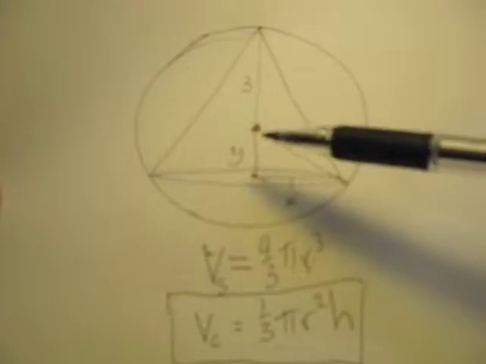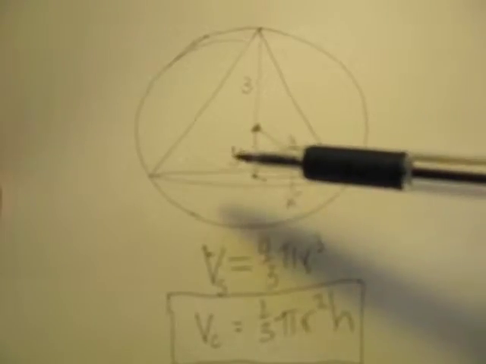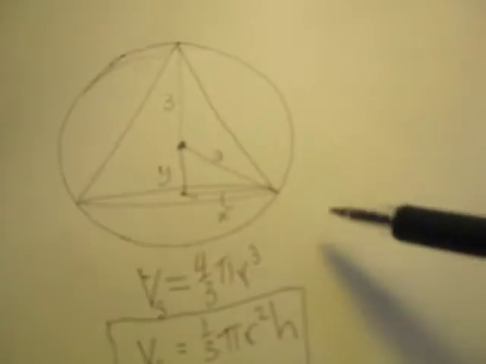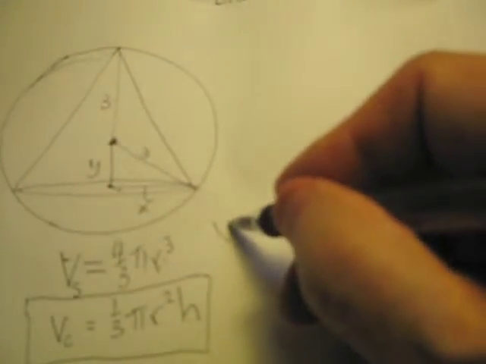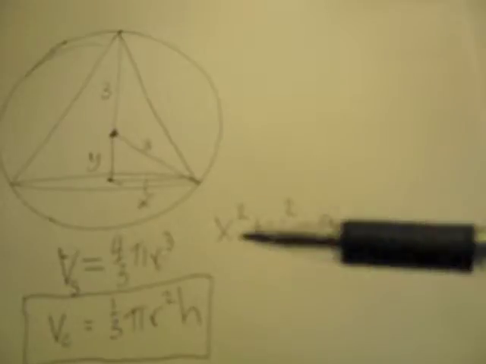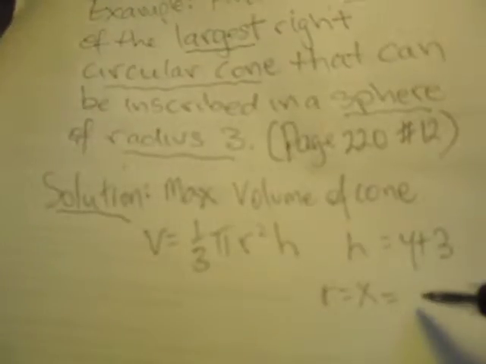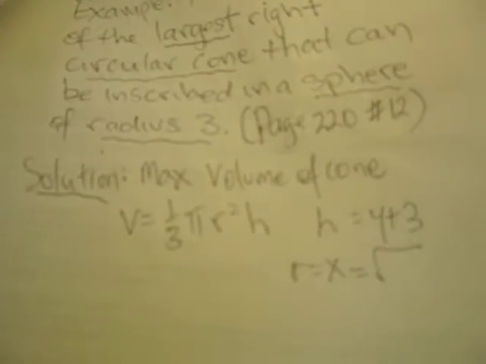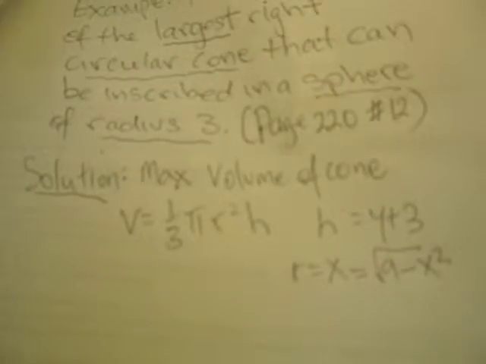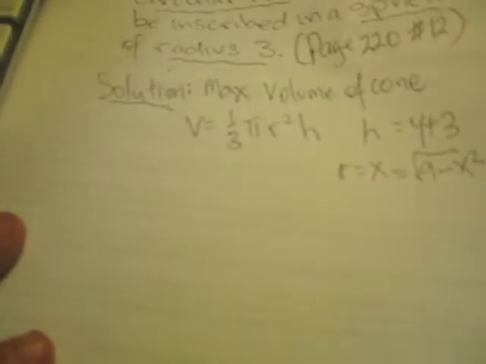What are the relationships we've got here? Notice that we have a right triangle in terms of y and x. So r is equal to x, which, if we use Pythagoras, we have x squared plus y squared equals 9. This means that if I want to find the radius x in terms of y, I could write it as the square root of 9 minus y squared.